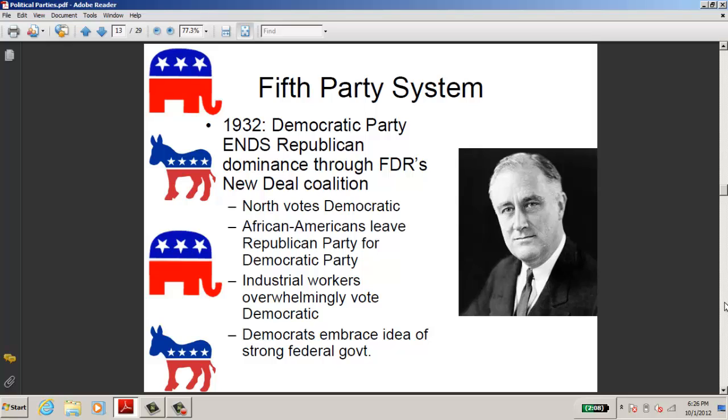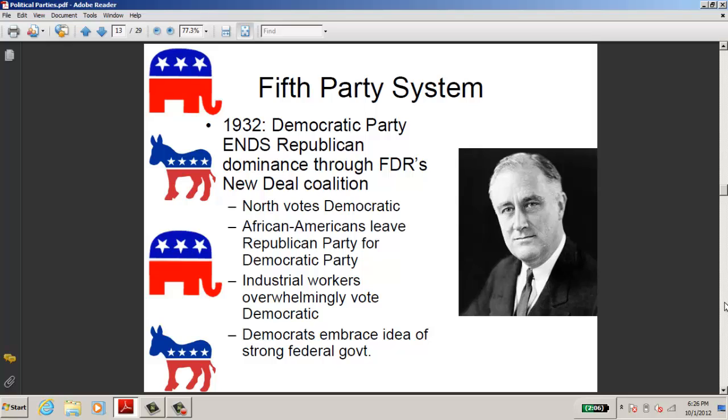Now, this Republican dominance is going to come to an end with the Great Depression. So in 1932, the Democratic Party will come to power for roughly a period of about 30 years. And this comes about when FDR creates his New Deal coalition. So the North, for the first time ever since the Civil War, begins to lean Democratic. So the sectionalism of the parties has ended officially.